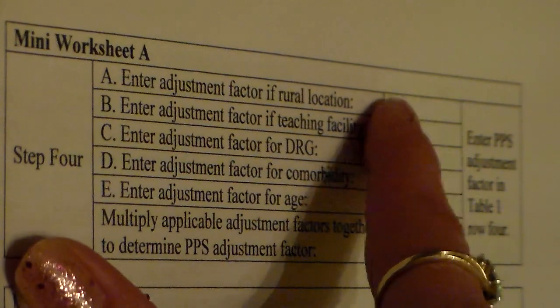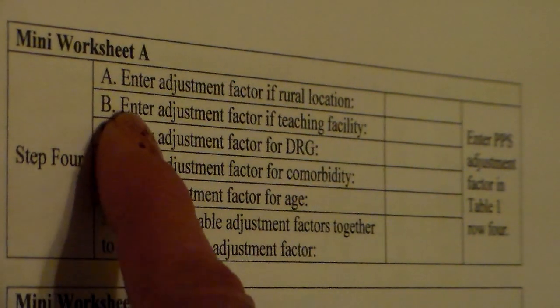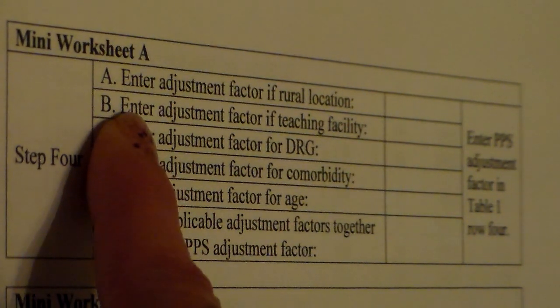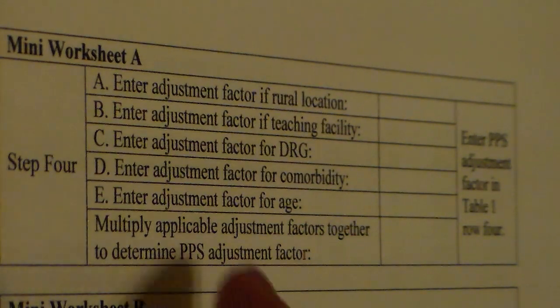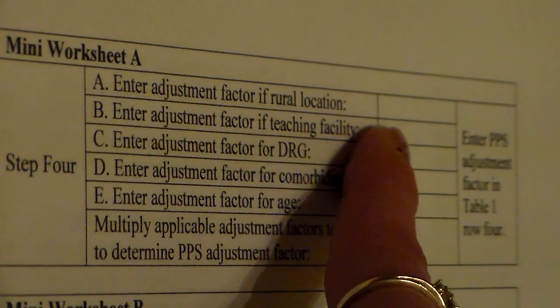That is the factor. Okay, so in step B, you are asked to enter the adjustment factor if it's a teaching facility. Well, going back to our information in Figure 1, we're not told if this is a teaching facility, so we're not going to assume anything. This essentially would be not applicable.